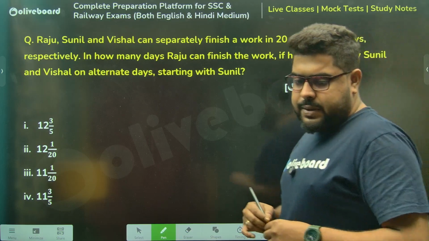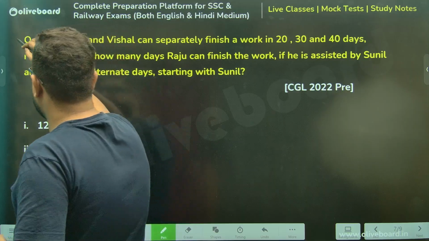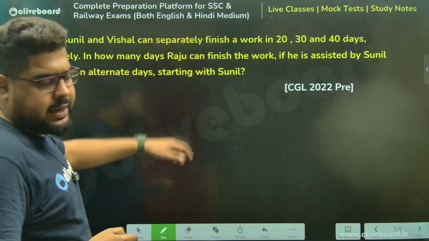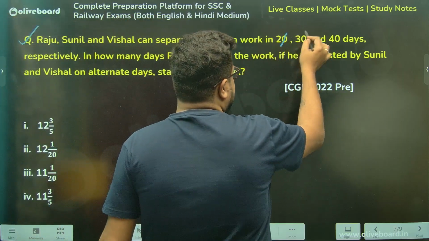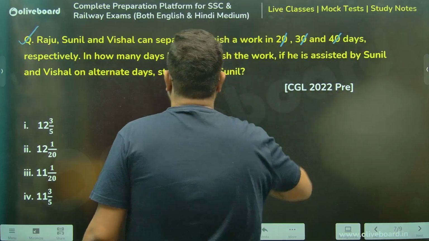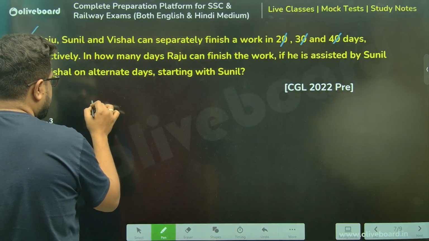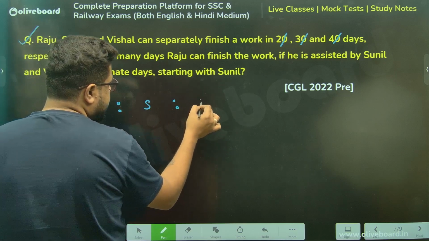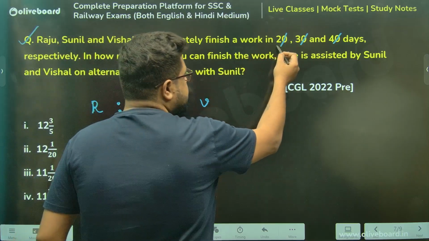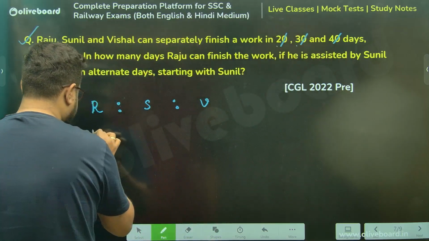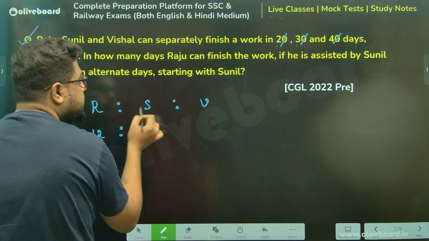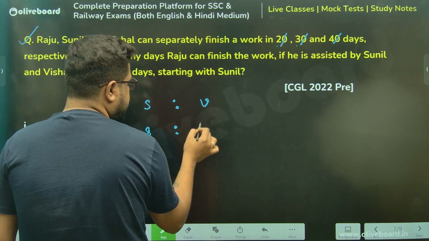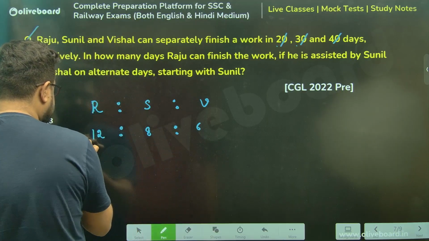This type: Raju, Sunil, Vishal. Again, the values are very simple. And again, I told you, whatever you do first, Raju, Sunil, Vishal. Efficiency ratios. Instead of 2, 3 into 4, 12 is 2. So 2 into 4, 8. 3 into 2, 6. This is efficiency ratio.